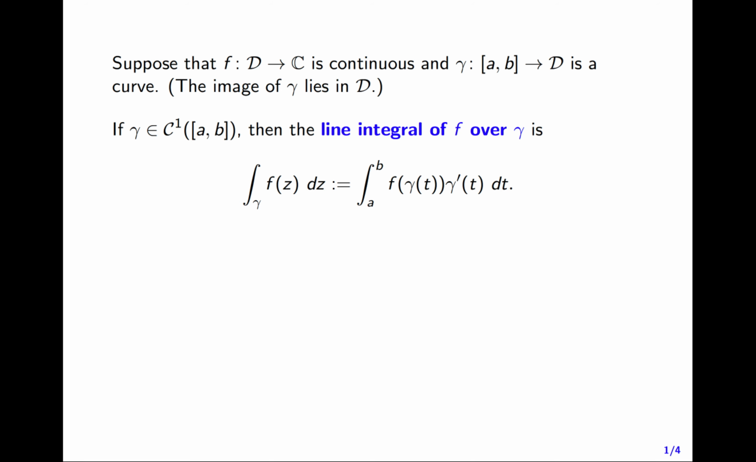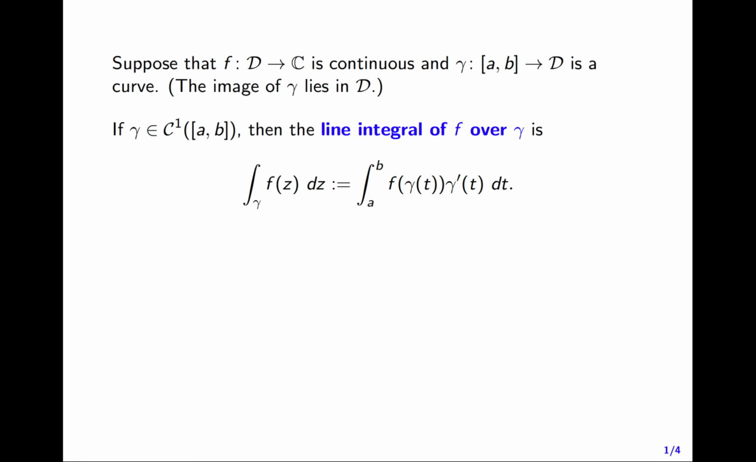The integral over gamma of f is the integral from a to b of f of gamma of t times gamma prime of t. This is when gamma is a curve that is continuously differentiable on all of the interval a to b. So on the left, we just have a symbol, the integral over gamma of f of z dz. On the right, we have an integral over the real interval a to b of a function f composed with gamma of t times gamma prime of t, where here t is a real variable, and the integrand f composed with gamma times gamma prime is a complex valued function.